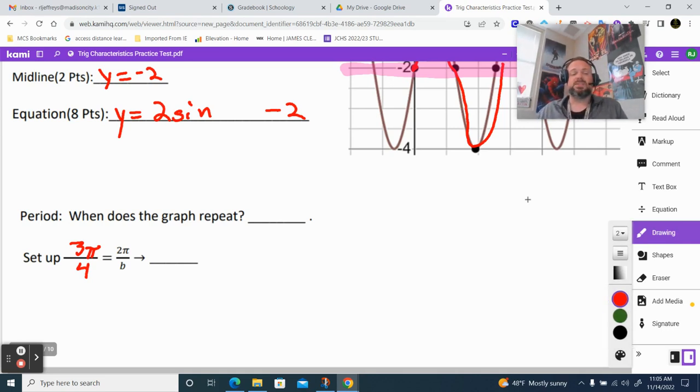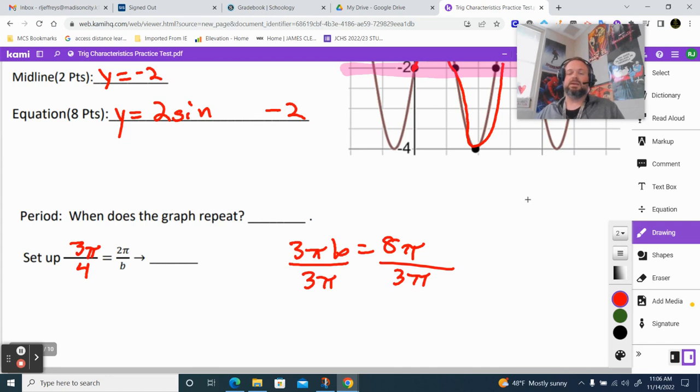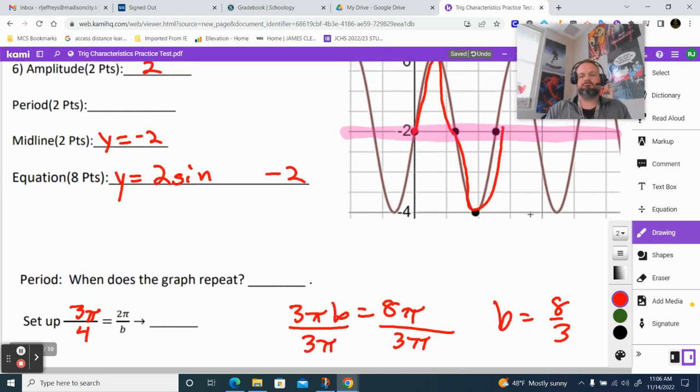So we set it up as a ratio. We would say 3 pi b equals, let's see, 4 times this is 8 pi. We're going to divide by 3 pi. So b would actually be 8 over 3. Now, this is just the way it worked out for this one. I'll try to make sure that your b is a lot easier to find on the test. I'd rather have the practice test harder than the test.